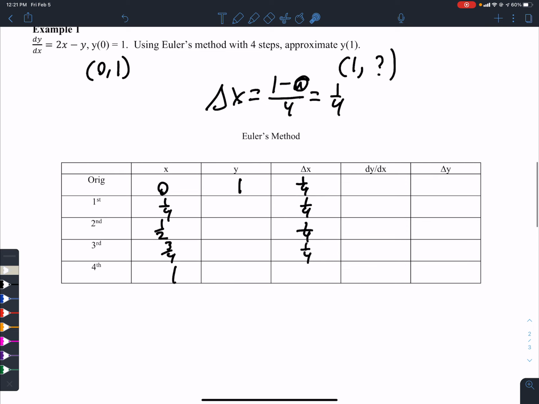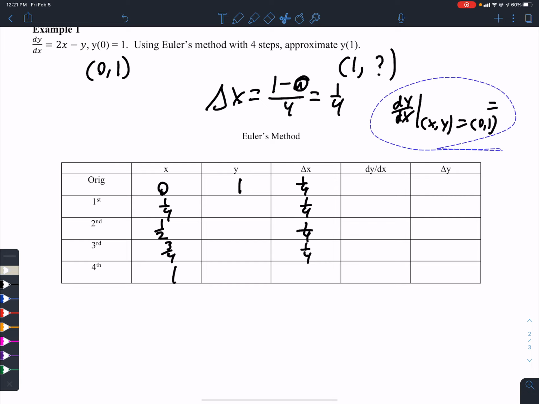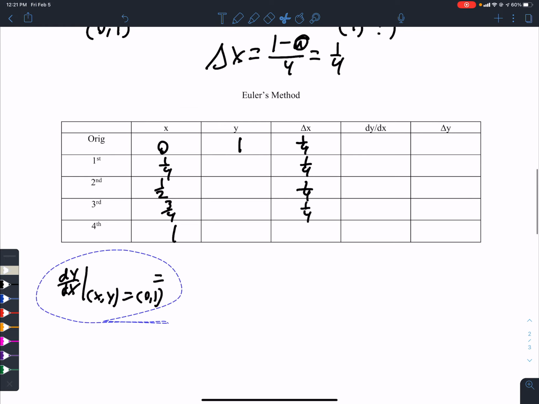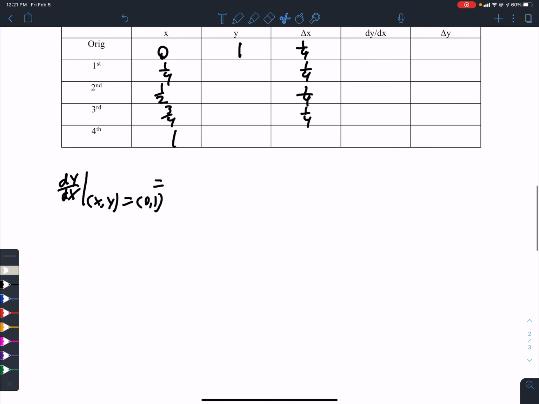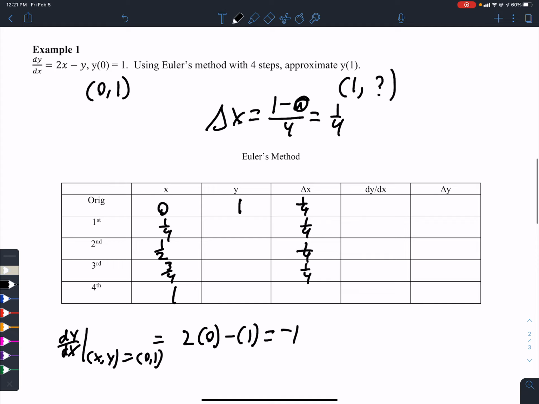So how do we do this? We need the derivative. So we need the derivative at our original point. What's our original point? 0, 1. So we want the derivative at 0, 1. How do we get that? I should do this below so I have lots of room. So I'm just going to plug it into this derivative formula, 2x minus y. So it's going to be 2 times 0 minus y, which is 1, which is negative 1. That's the derivative, dy/dx at 0, 1, so I put negative 1.